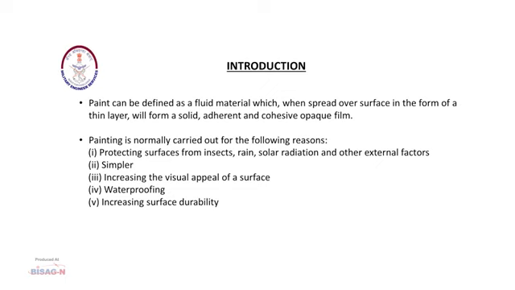Painting is normally carried out for the following reasons: protecting the surface from insects, rain, solar radiation and other external factors; simpler maintenance, that is, well painted surfaces are easier to keep clean and safe; increasing the visual appearance of the surface, waterproofing and increasing the surface durability.